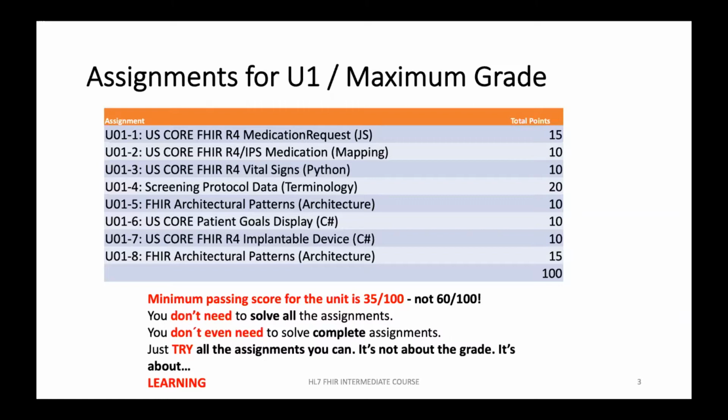The total is 100, and we have said that generally we are taking 60% as a passing score, but for this unit, since we are warming up, it will be 35%. So you don't need to solve everything. You don't even need to solve complete assignments. If you do a partial grade, we will take that into account too. And just try all the assignments you can, because it's not about the grade, it's about trying to learn. So do the most that you can.